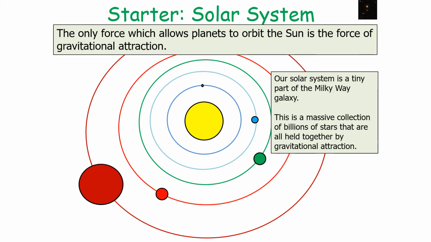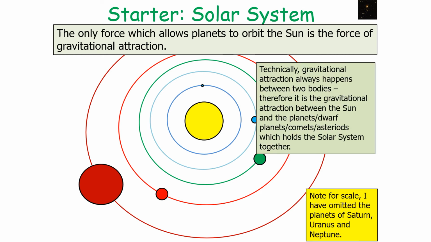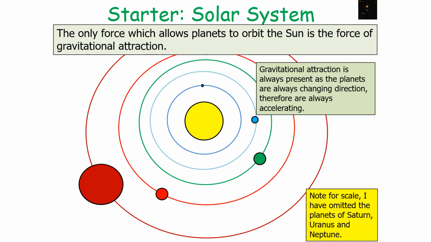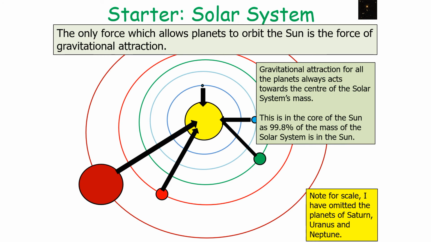Now our solar system is a tiny part of the Milky Way galaxy, so this is a massive collection of billions of stars that are held together by gravitational attraction. Now technically gravitational attraction always happens between two bodies, therefore it's the gravitational attraction between the sun and the planets or the dwarf planets or the comets or the asteroids which holds the solar system together. Now gravitational attraction is always present as the planets are always changing direction, therefore are always accelerating.